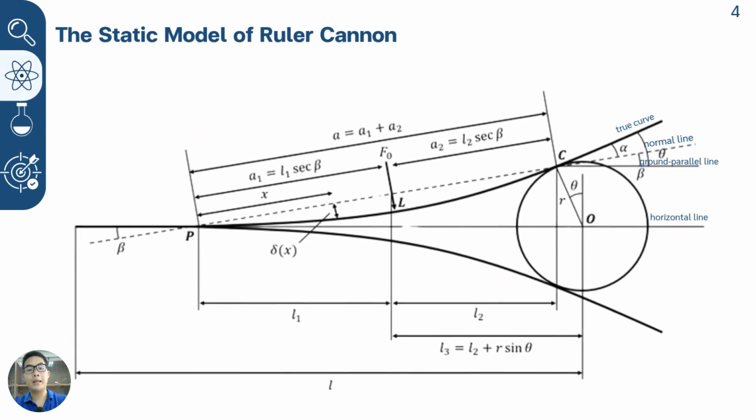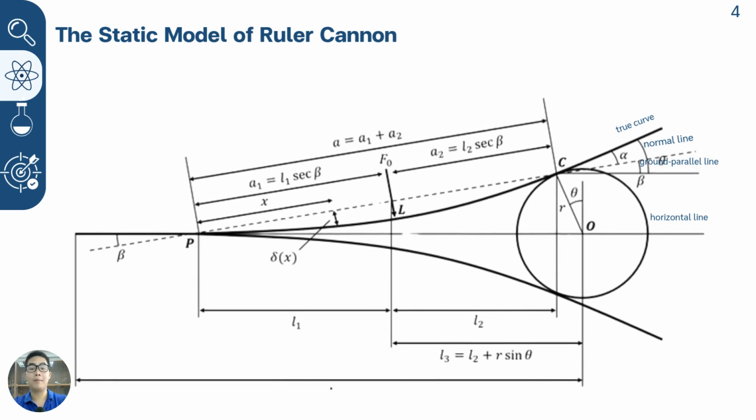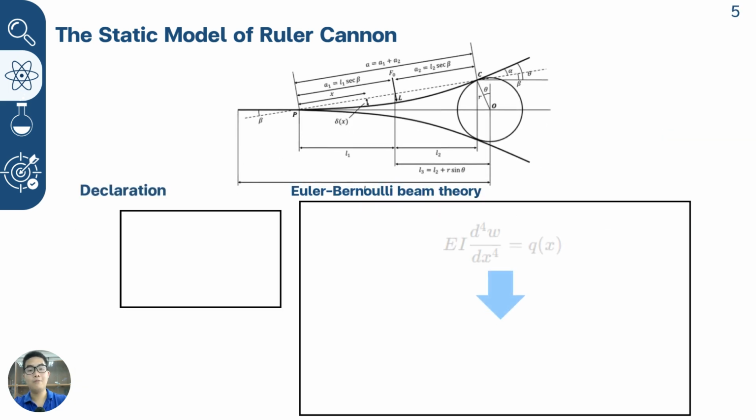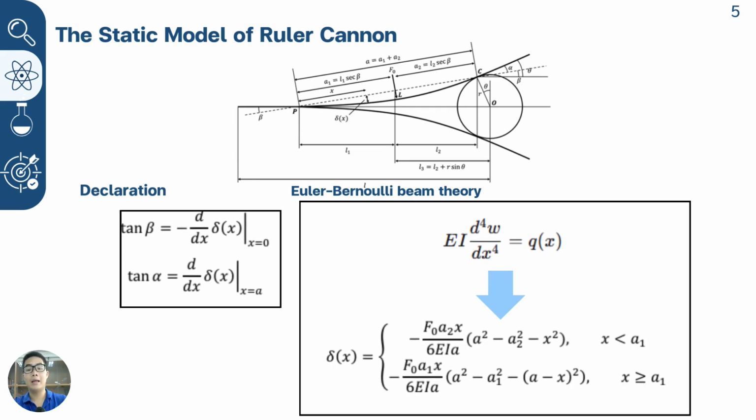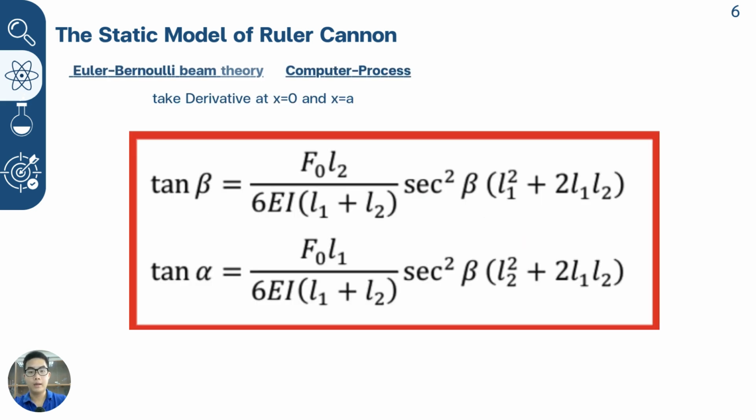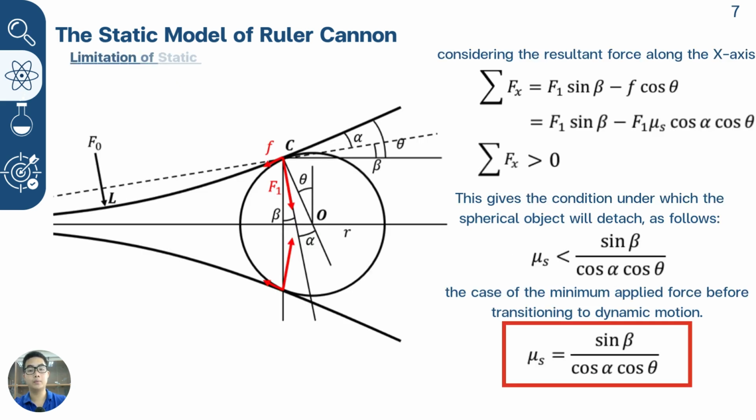First, we represent the ruler cannon with a simple diagram. Then we can identify the key parameters affecting the bending angle and derive the deflection equation using the theory I mentioned before. Then we take the derivative of the Euler-Bernoulli equation, but the model is difficult to test experimentally. Instead, we focus on the key parameters.